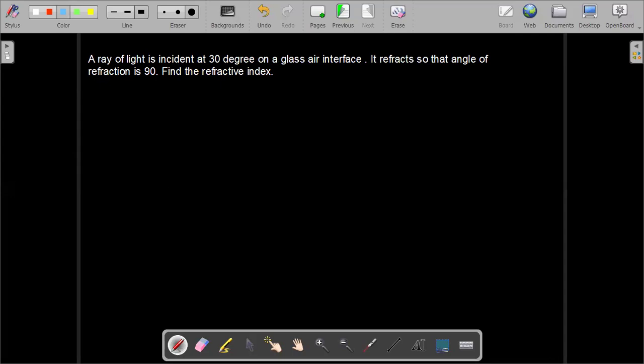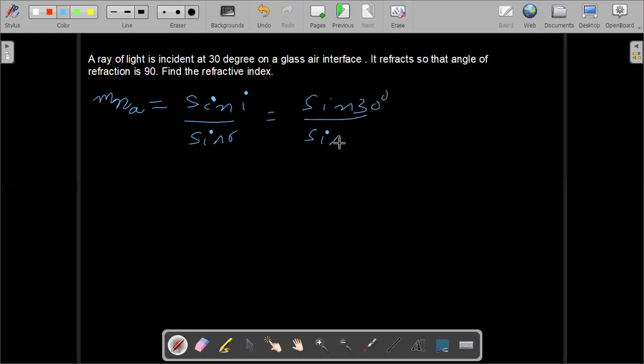And also see, it is the refractive index of air with respect to glass. So the refractive index of air with respect to the material is equal to sine i by sine r. Here you get sine of the angle of incidence, sine 30 degrees, divided by sine 90. Sine 90 is 1, so you get sine 30, which is 1 by 2.